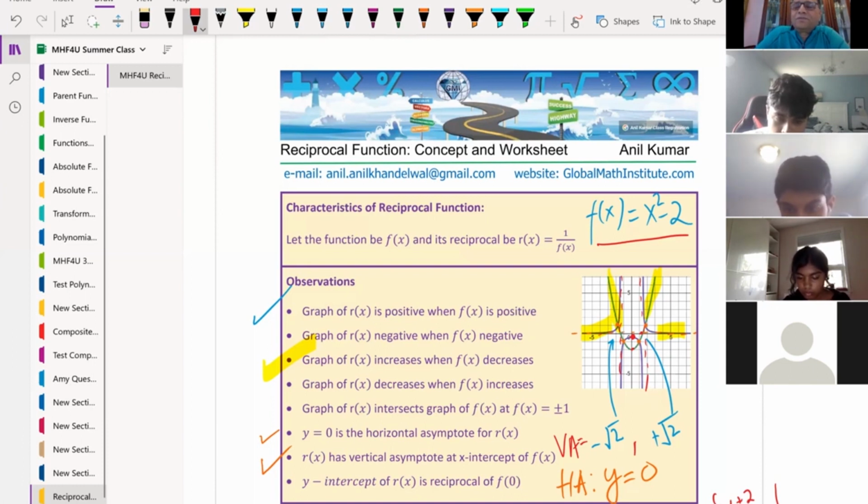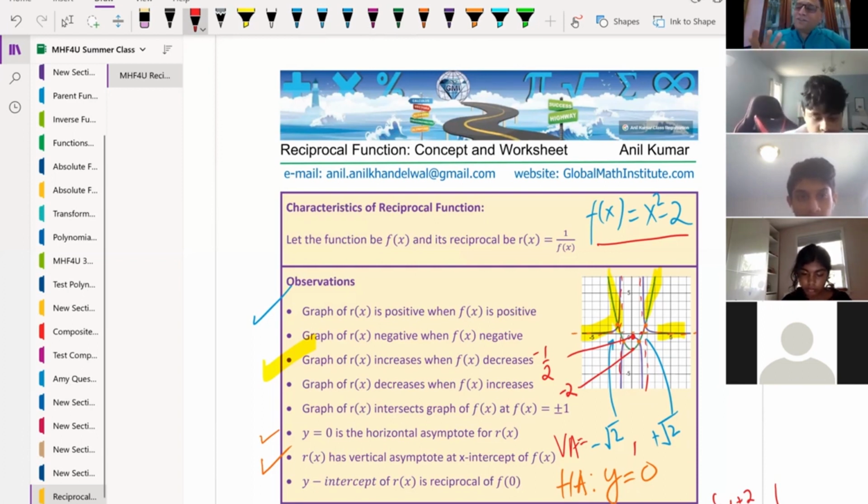Reciprocal half. Okay, that's where it touches the y-axis. So it's the reciprocal of f of 0, right? I should write minus, and this is minus 2. Do you see that? On the right function, the y-intercept was at minus 2. So on the reciprocal, it is at minus half. Reciprocal means 1 over that value, correct? You got the key points of your reciprocal function just from the sketch of the graph.